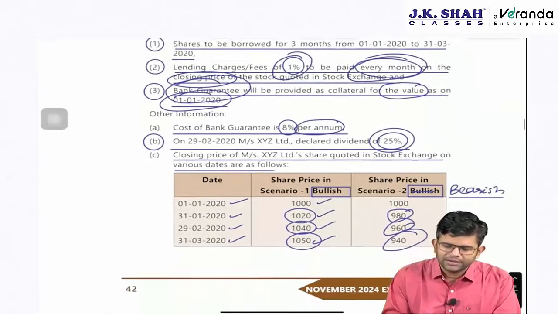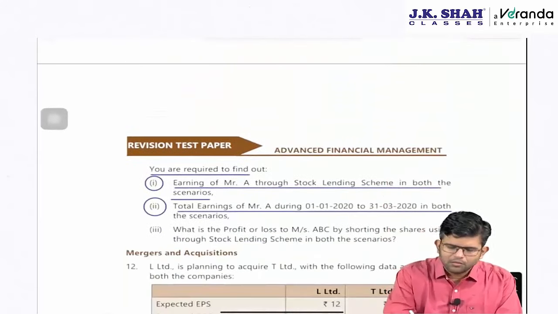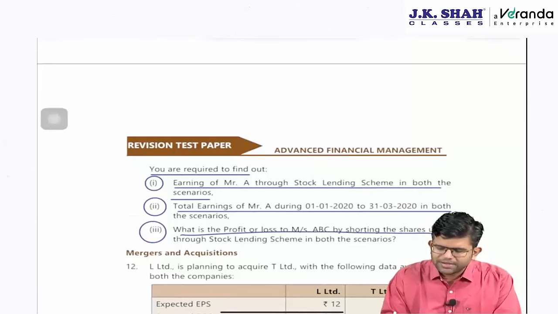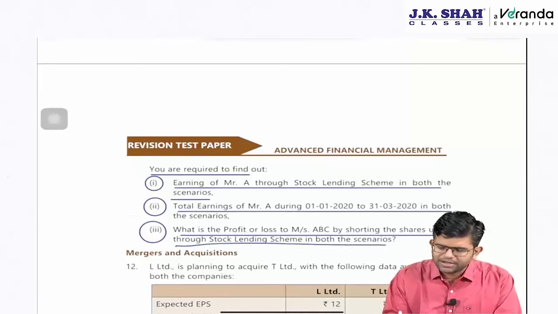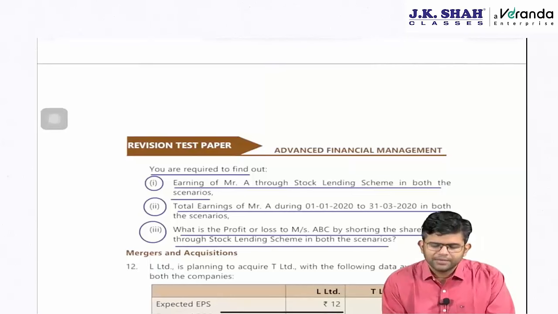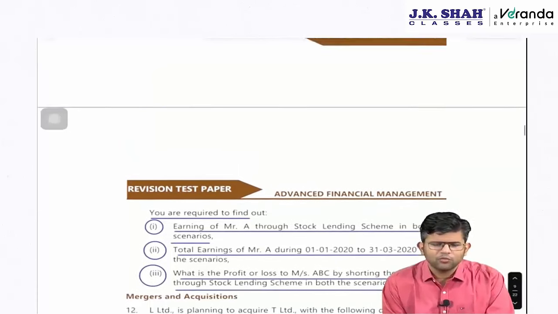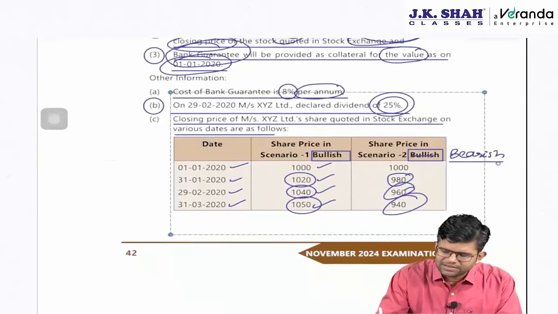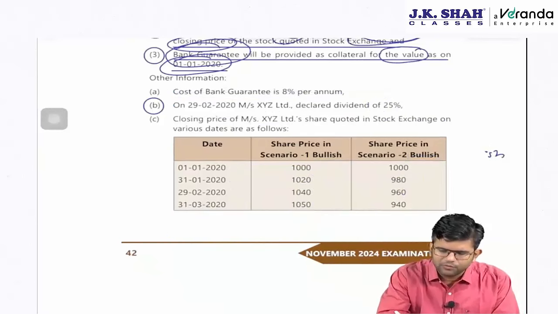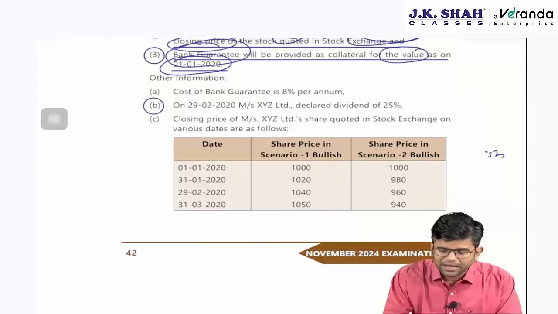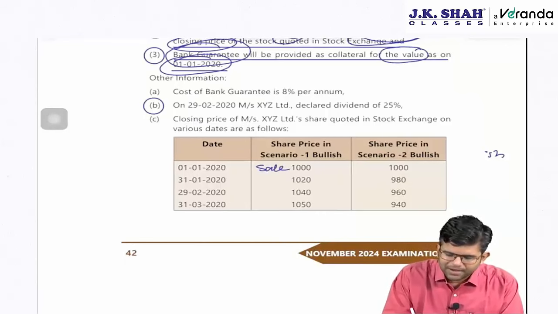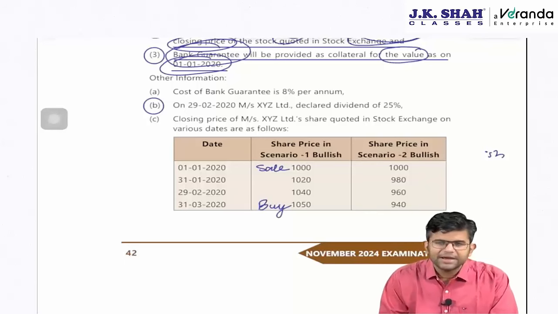Last point they are asking you: what is the profit or loss to ABC by shorting the shares through the stock lending scheme in both scenarios. So let us now understand from ABC's point of view what the profit or loss is. First I will explain from the point of view of the bullish scenario. From ABC's point of view, there is a sale at this value and they will close the transaction by buying at this value.